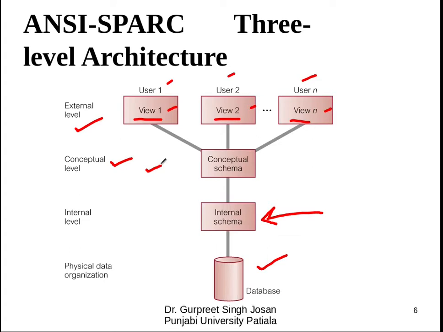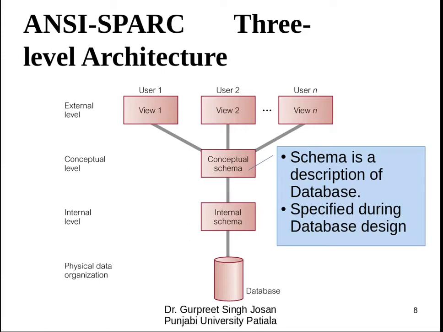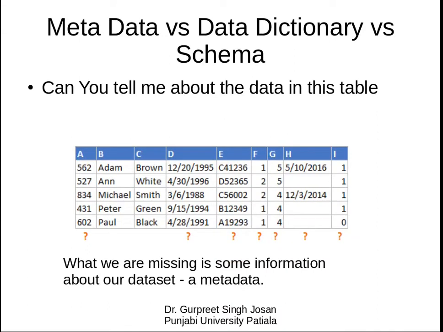So here a new term arises, that is, what is a schema. Schema is basically a description of the database. It's specified during the database design. So if you see a table like this where we have some columns and rows, and the column names are just given as alphabets A, B, C, D, E, F, G, H and I, and we can see some values in the rows. By just looking at this table, something is missing.